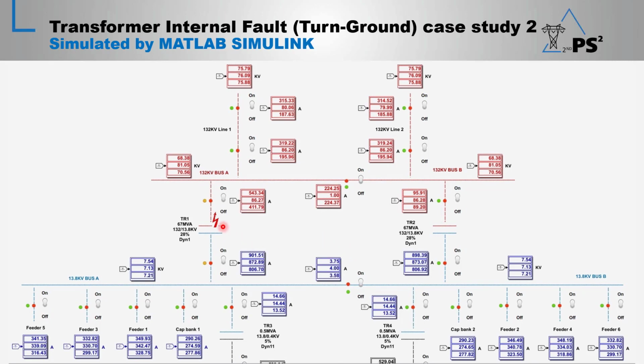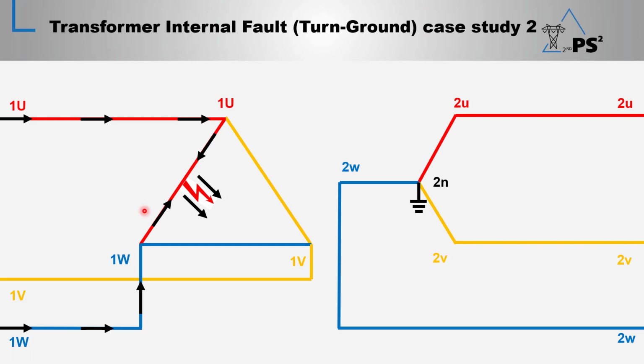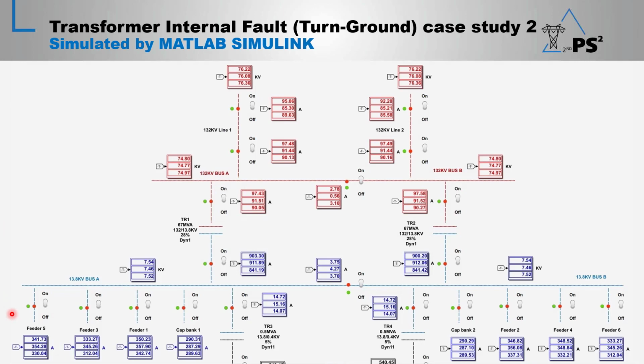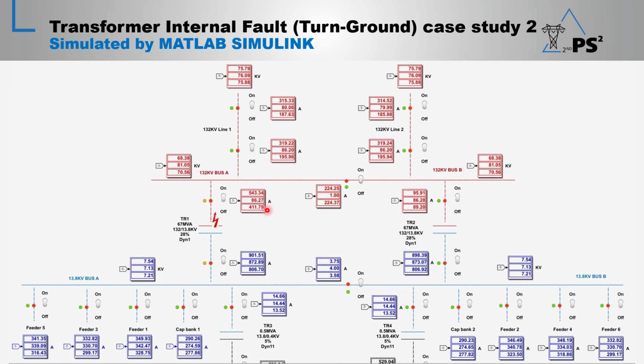Now we initiate the fault inside the HV winding. As we said before, it's in 1U and 1W, so the current will be in the 1U and 1W phases. We can see here that the 1U and 1W phases have current, and the current is also coming from line 1 and line 2 through the bus tie. It's feeding the fault, and some current is also coming from the other transformer, because it's still in parallel operation and the bus tie is in service, or closed.